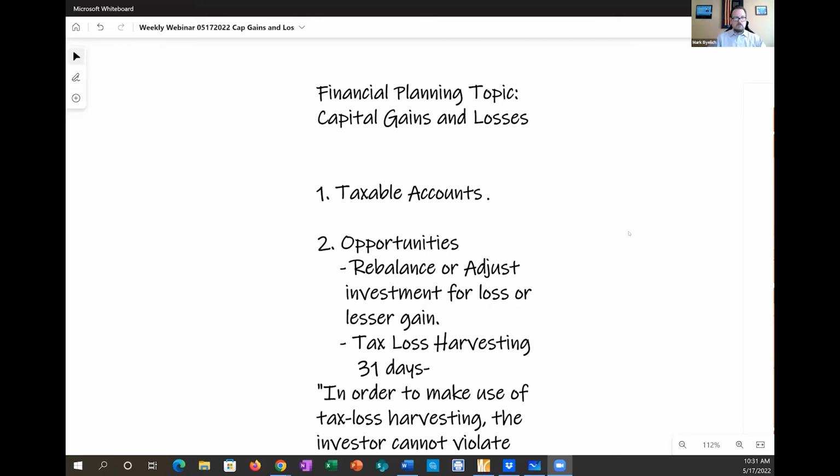So now we're going to jump into our financial planning topic right on time. I'm going to share my screen again, and you're going to see my whiteboard. When you see my whiteboard, it's going to say financial planning topic, capital gains and losses, so my son knows to index that. Just raise your hand for me. Okay. Great. Thank you, everyone.